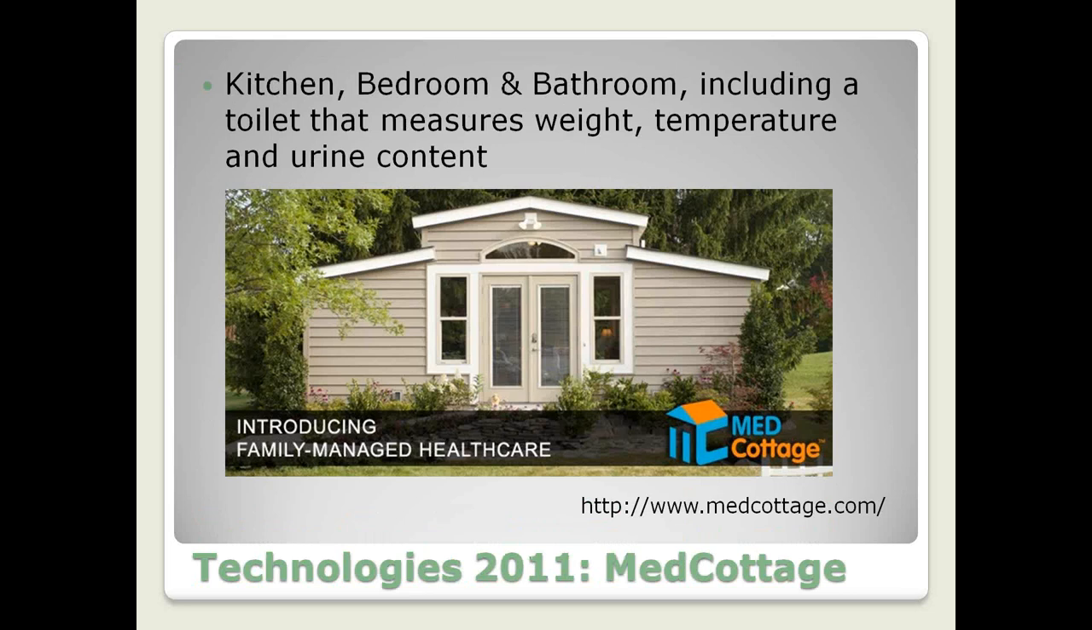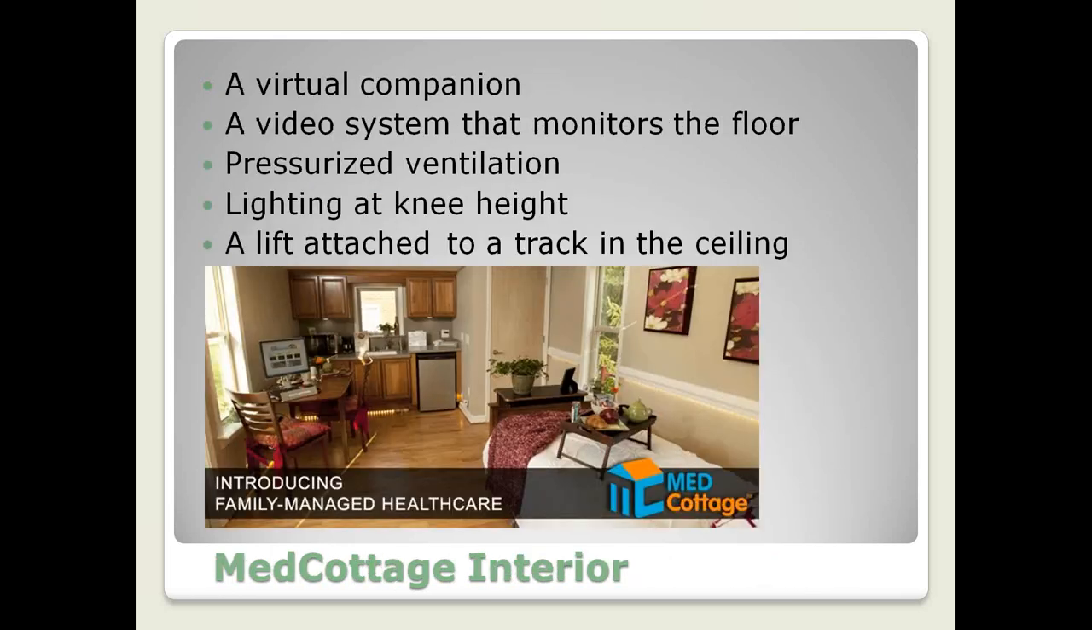This has been on the news for the past few months, and this is a prototype of the ultimate granny flat that you can pop down in your backyard for your loved one to come and stay with you. It has a kitchen, a bedroom, a bathroom, and the toilet measures your loved one's weight, their temperature, and their urine content in the morning. How convenient is that?